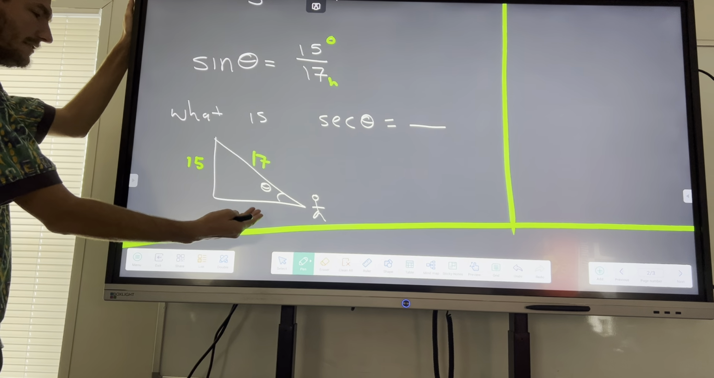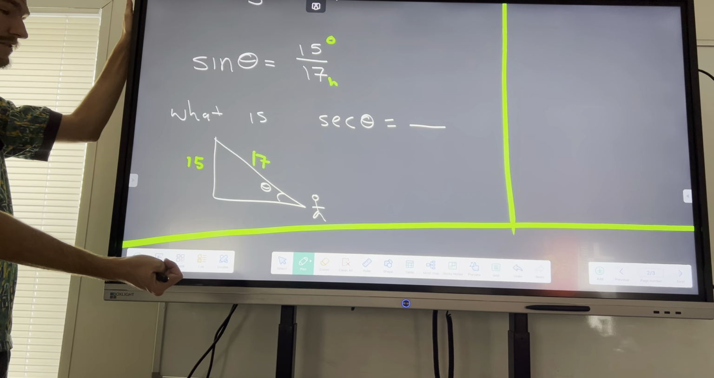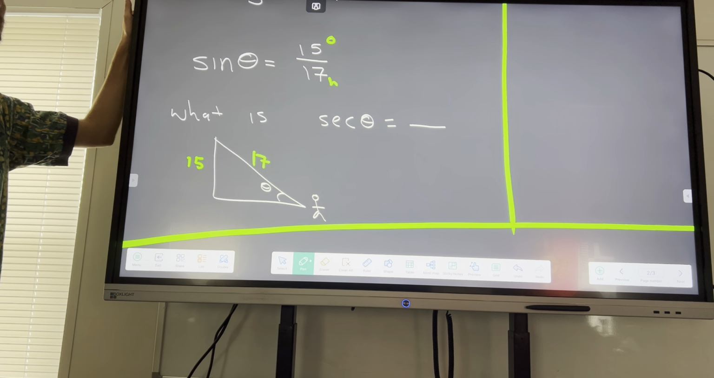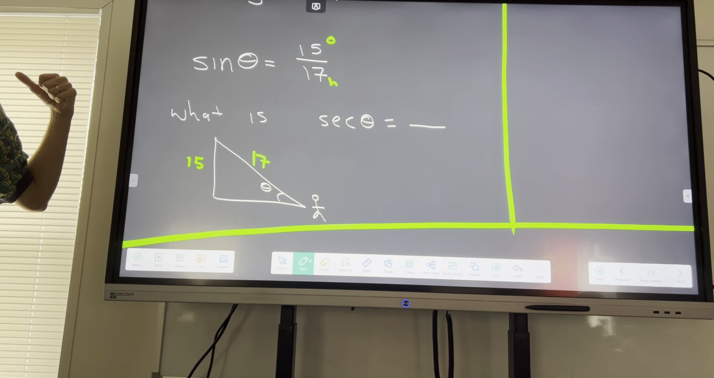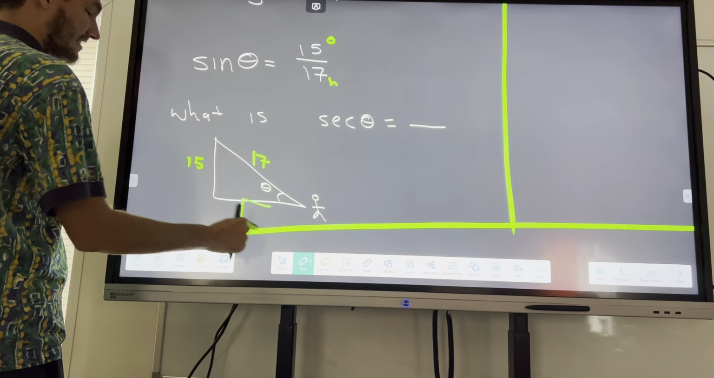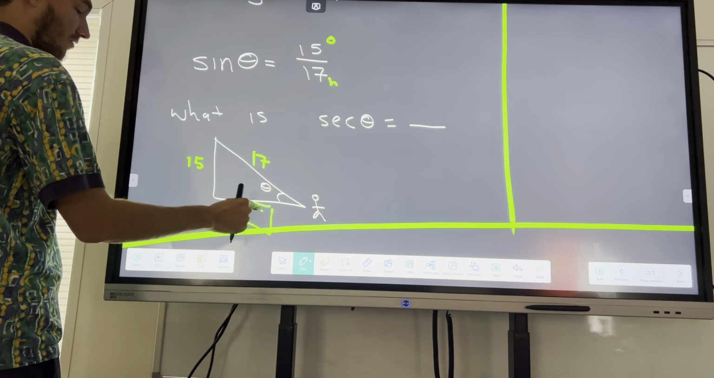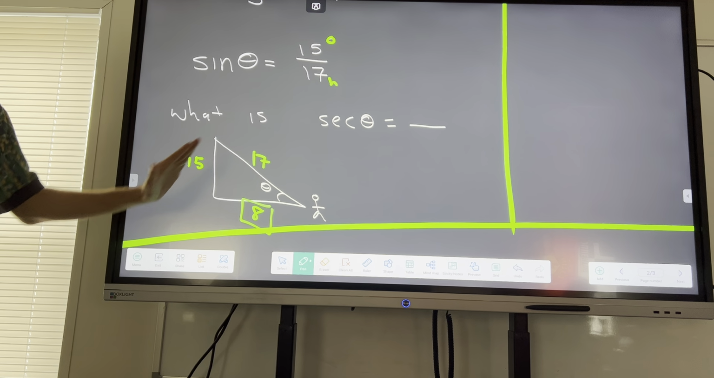Now, what would this bottom side be? Well, we can use Pythagorean theorem because we've got two of the sides. This is also a perfect triple. It is 8. And then we just did Pythagorean theorem: a squared plus b squared equals c squared. Now, we figured out the full triangle.